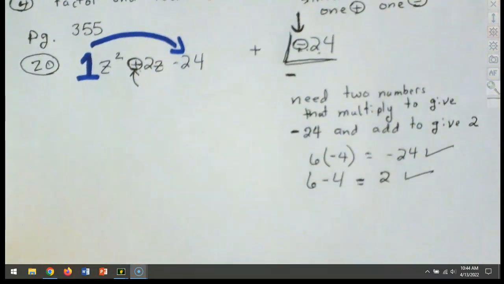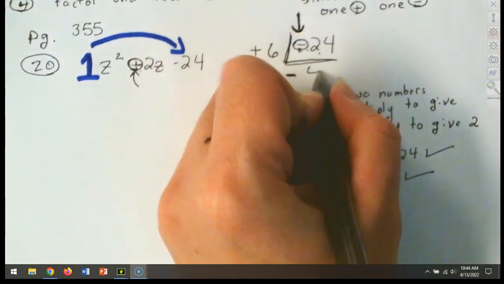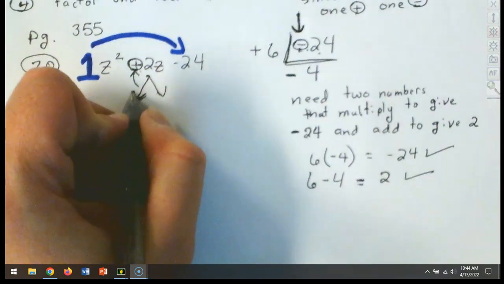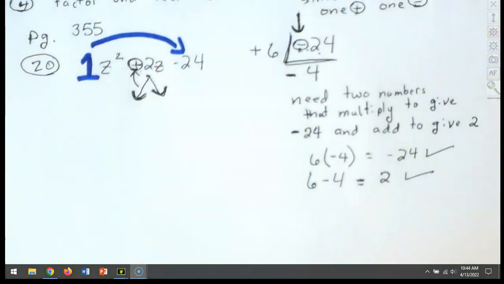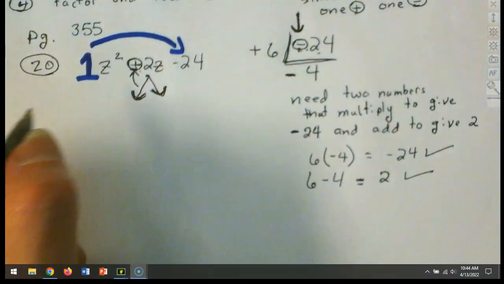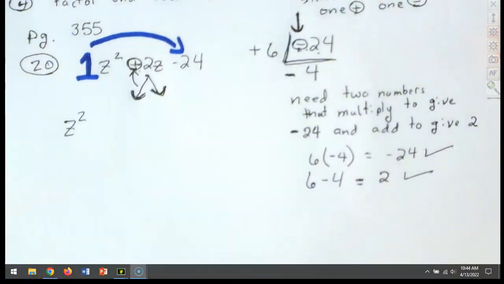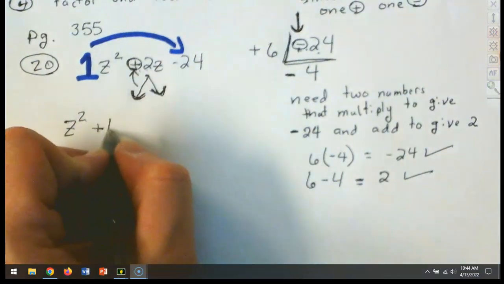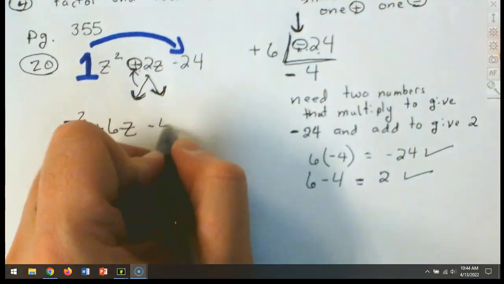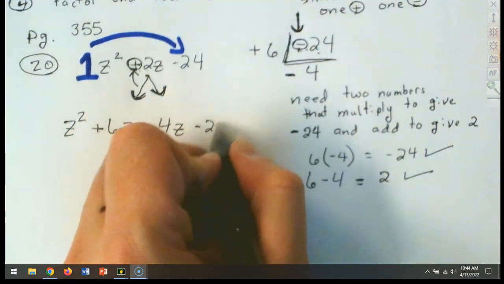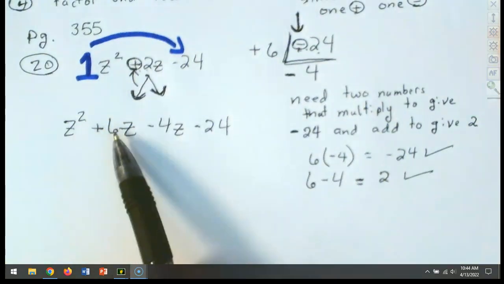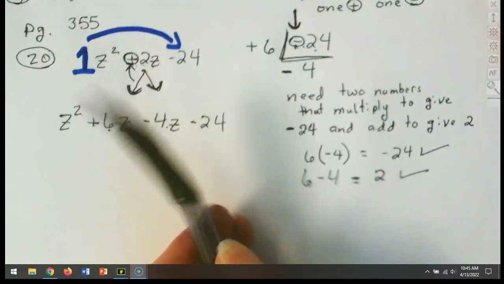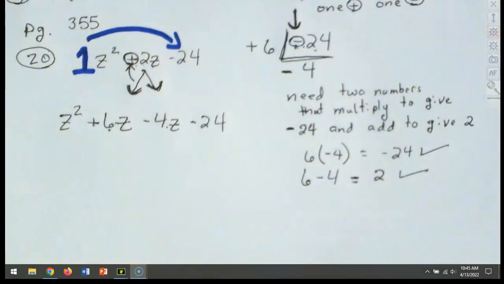Now, we know our numbers are going to be a positive 6 and a negative 4. And so now we take our middle and we can split it up. Okay, this is called splitting the middle. So this z squared stays in front, and then we take this 2z and we split it up into 6z, a minus 4z, and a minus 24. Because 6z minus 4z gives you the 2z in the middle. So we took the middle and we split it up.